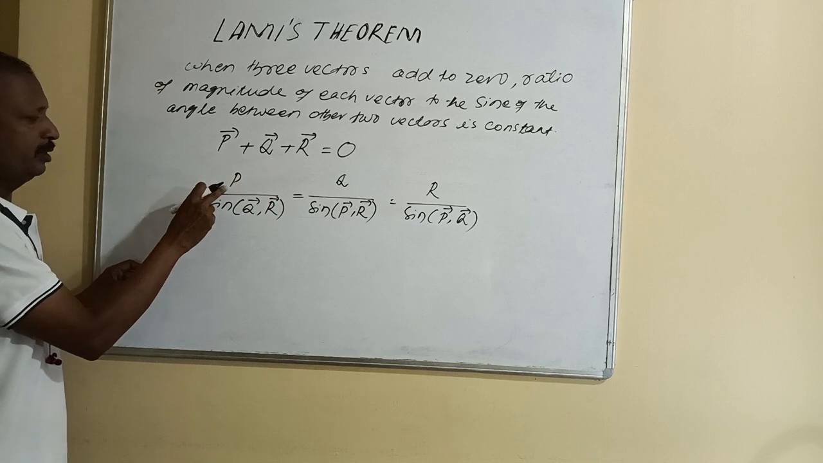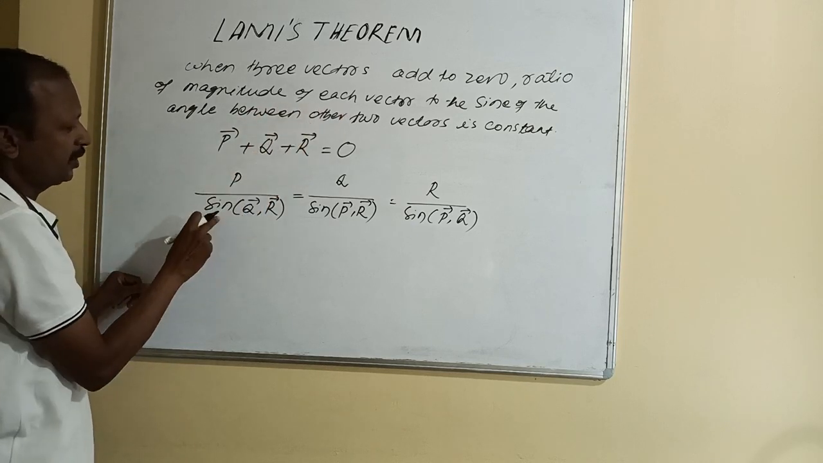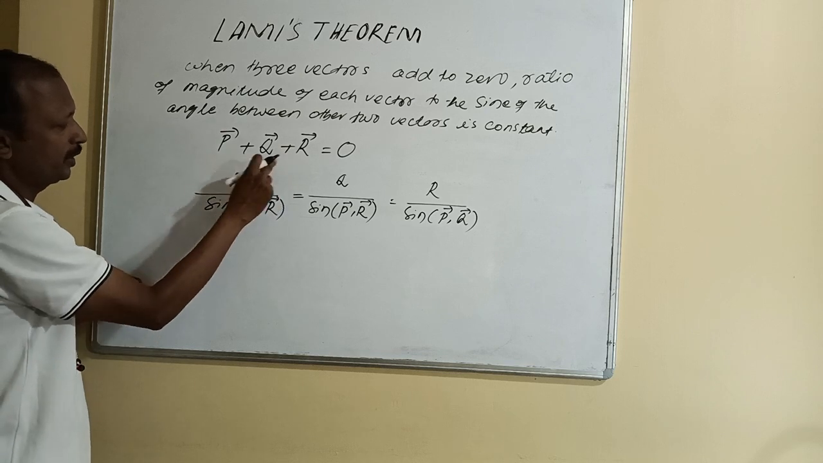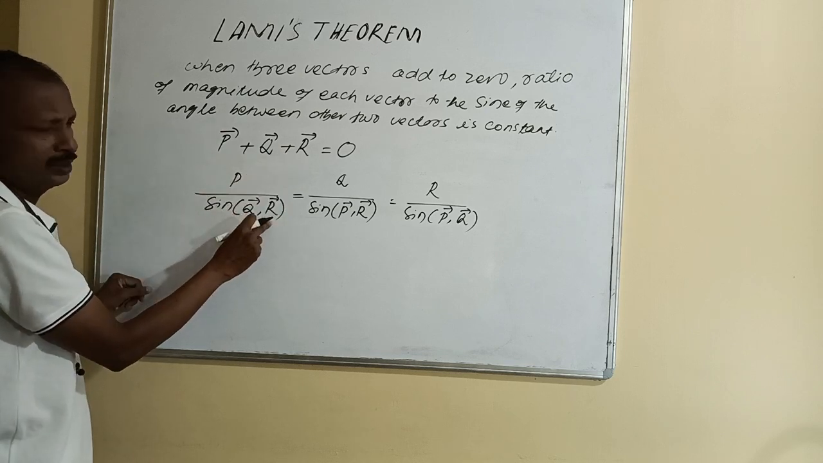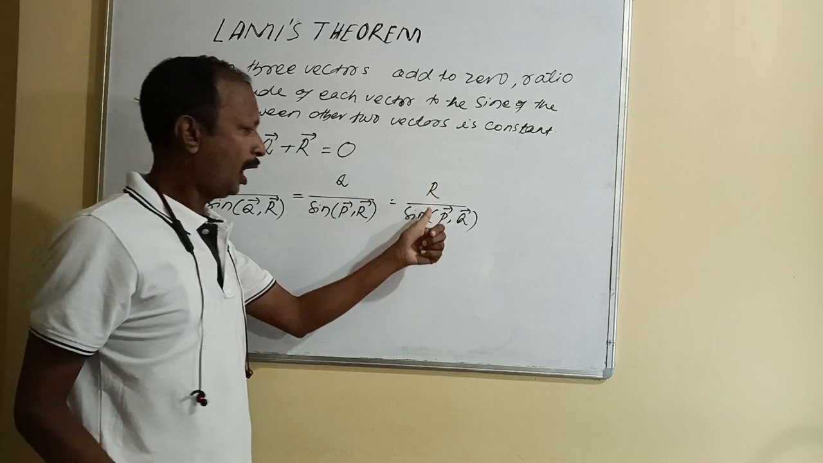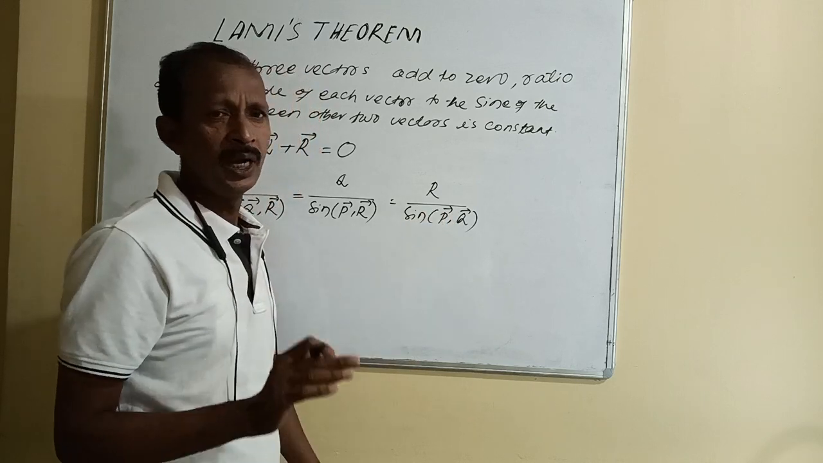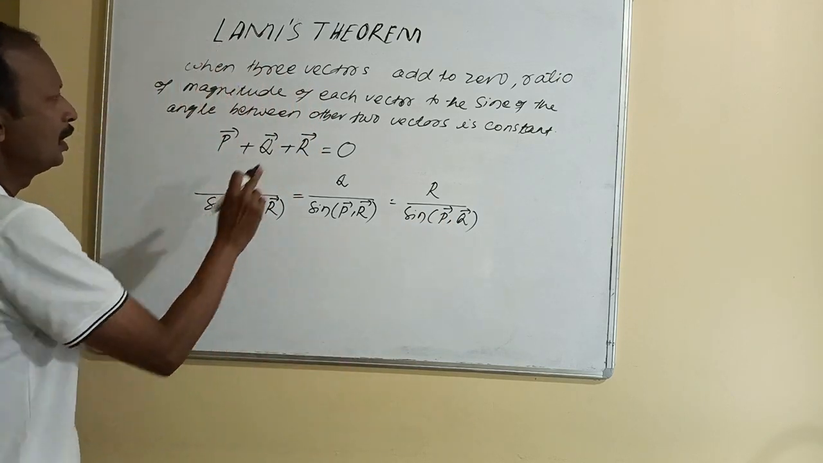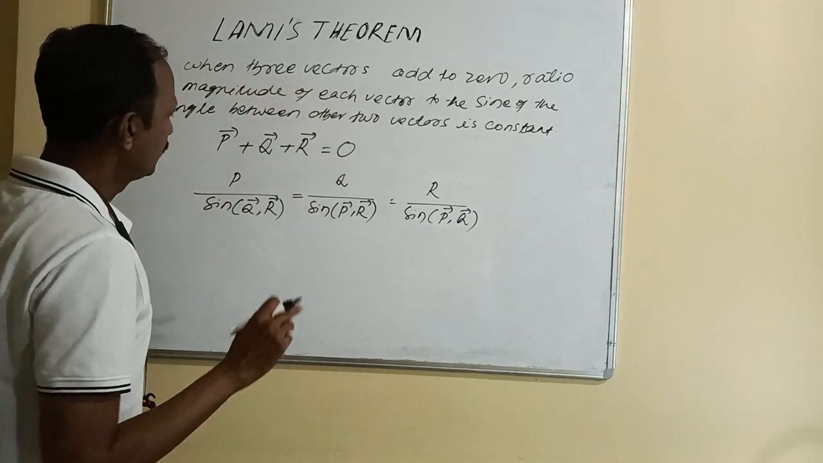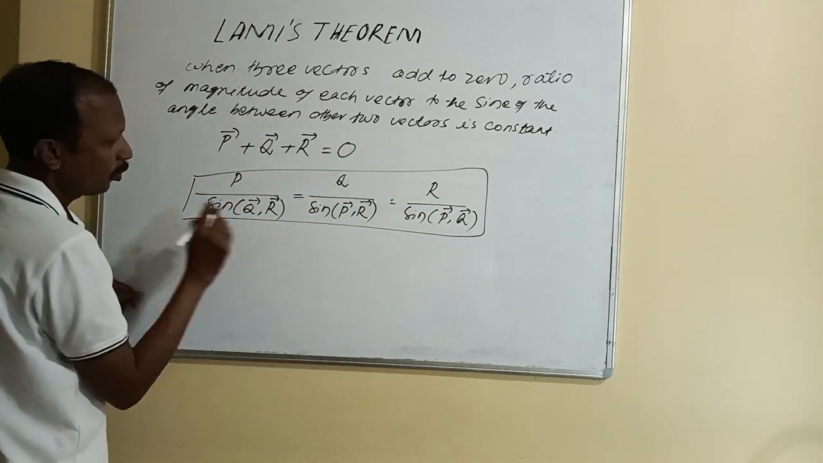The ratio between the magnitude of the vector P to the sine of the angle between the other two vectors means Q and R here. Here for Q, between P and R. Here for R, between the two other vectors means P and Q. I have to prove this, the LAMI'S theorem. This one I am going to prove.